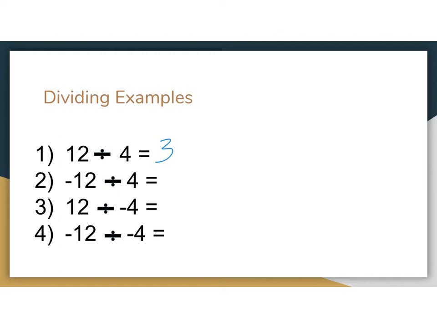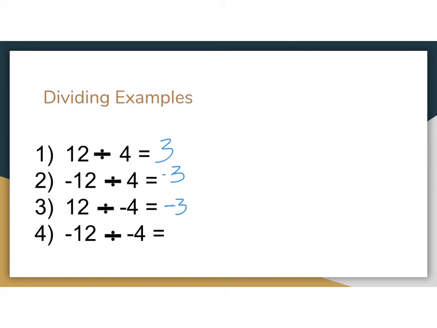Let's look at number 2. I have negative 12 divided by 4. Well, I know 12 divided by 4 is 3, and because I have a negative divided by a positive, my answer is negative. So negative 12 divided by 4 is negative 3. Number 3, I have 12 divided by negative 4. So 12 divided by 4 gives me 3, but because one of the numbers is negative and the other is positive, my answer is negative.